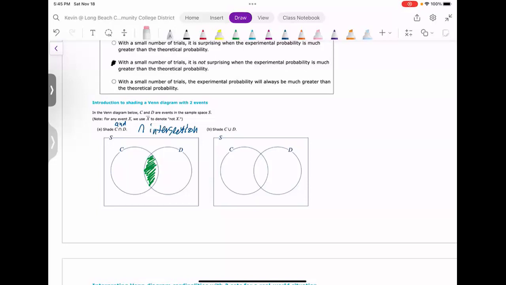Now this symbol here is going to represent or. This symbol's the union symbol. Union. And that's saying that it could be in C or D or both. Both are perfectly fine.